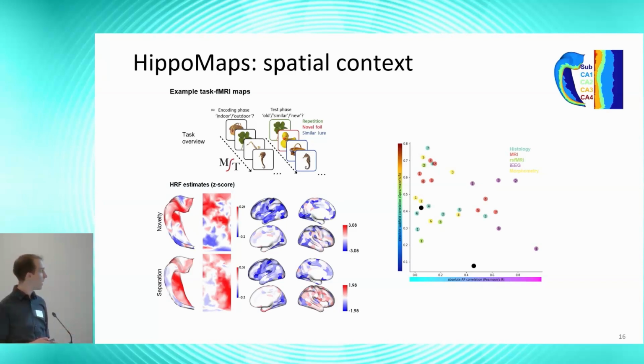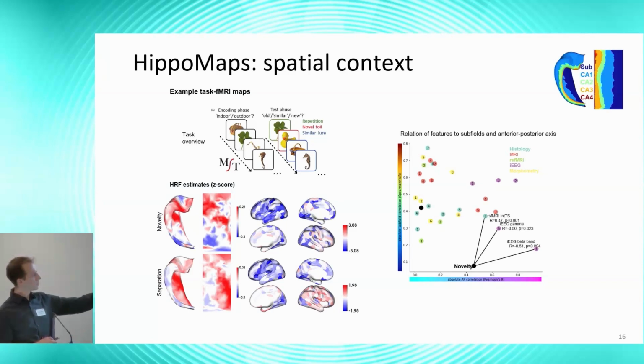of memory. And then we can map out, for example, in this novelty map, we can see that it's moderately correlated with this anterior-posterior axis of the hippocampus, suggesting that anterior to posterior is maybe a good way to understand the functional specialization of the hippocampus. We can see it's also moderately correlated with these resting state fMRI and intracranial EEG features.